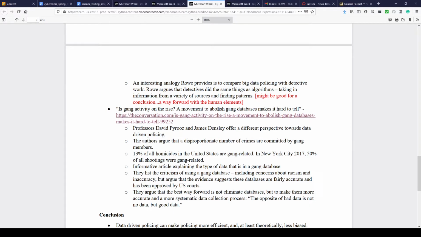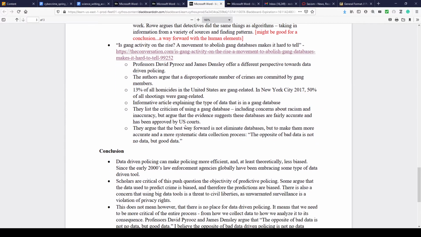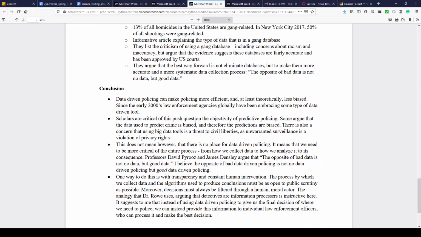More thoughts, way forward with human elements. And actually, I used these things. And I have nothing here, but I did use this article. So once I read this stuff, I could then start drawing some conclusions, right? And I sort of jotted those down, what I think are important.